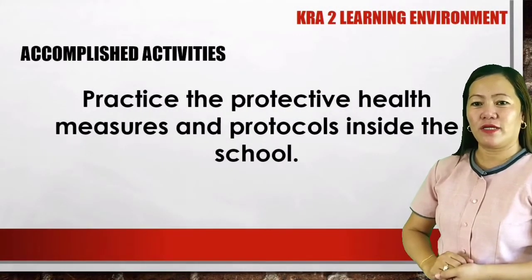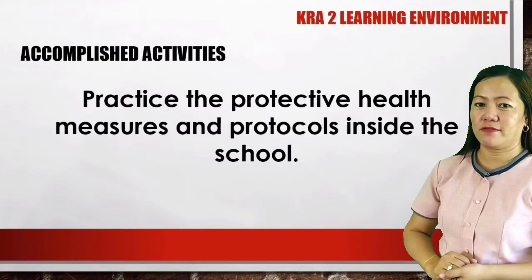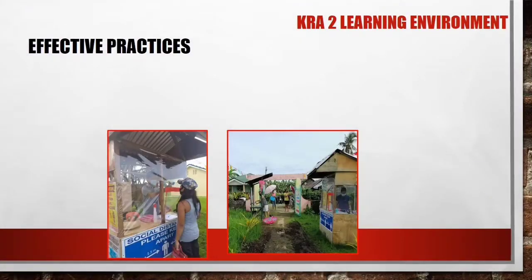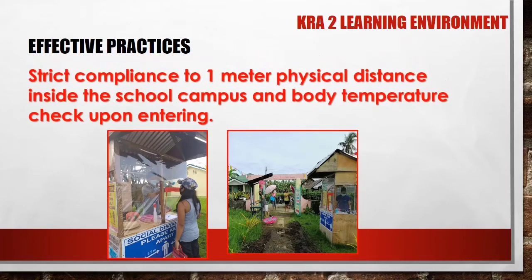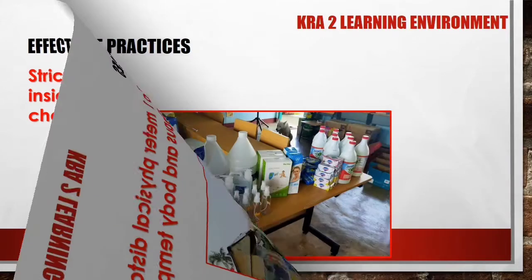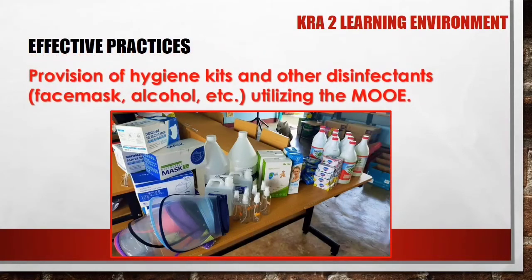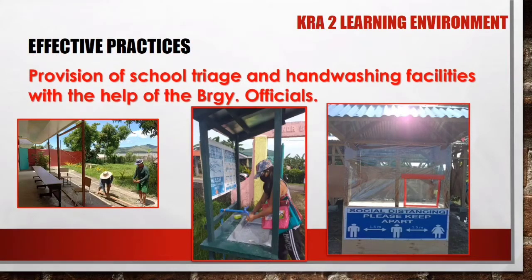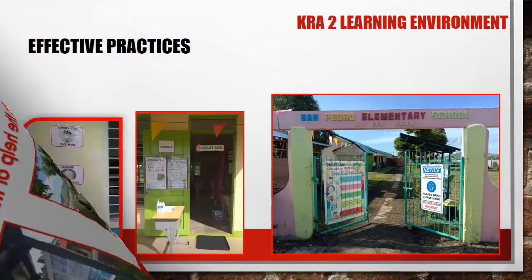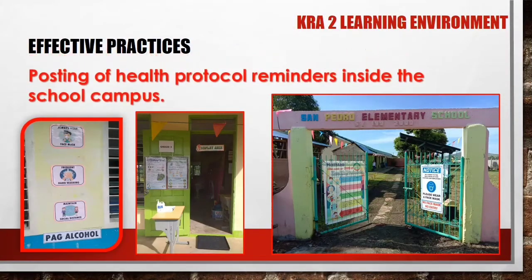The second key result area is learning environment. To guarantee everyone's safety, the school assures a learning environment wherein everybody abides by the IATF protocols. Health protective materials are present such as face mask, face shield, hand sanitizer, and foot bath. Handwashing facilities and triage are placed in every school entrance and tarpaulins on health protocols are also posted.